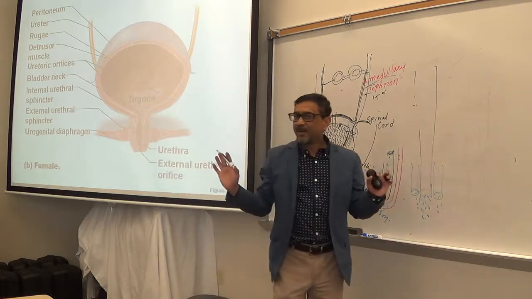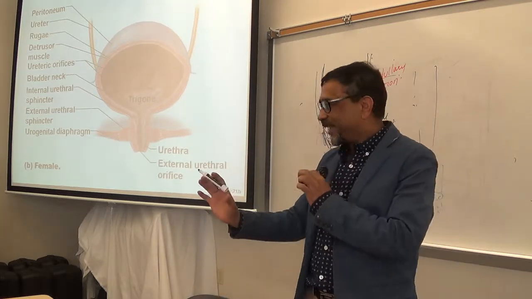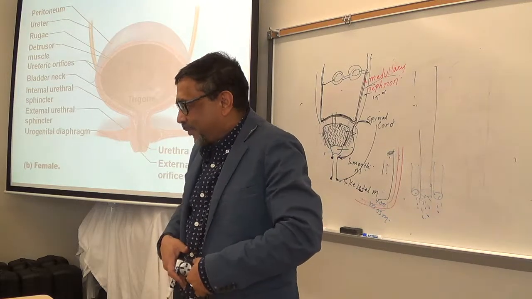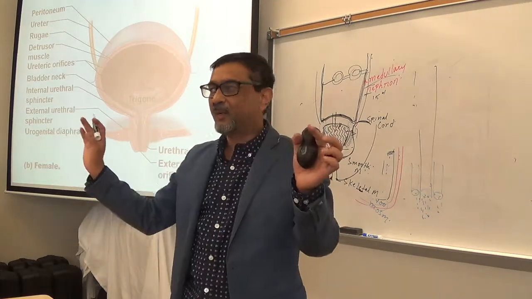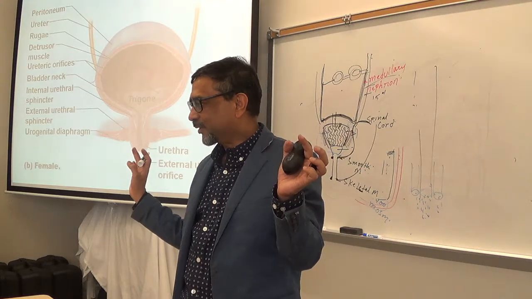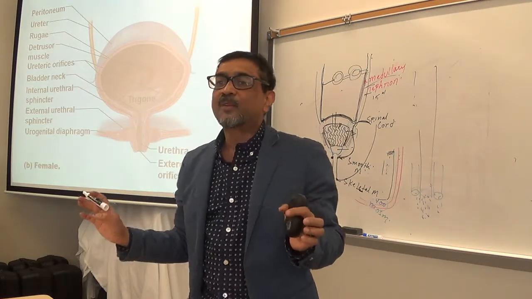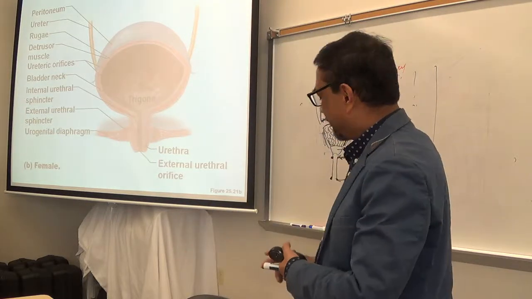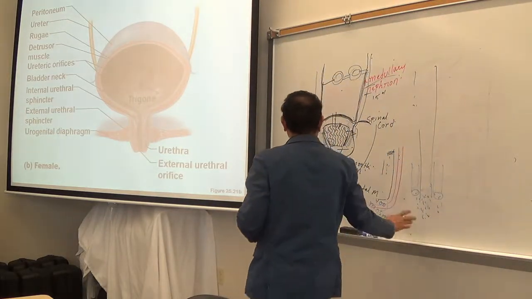Is it clear? So when both are open, then the urine will easily get out. You press the bladder, right, by the muscles, and urine will get out from the body. Make sense? So that's how urination takes place. Okay?